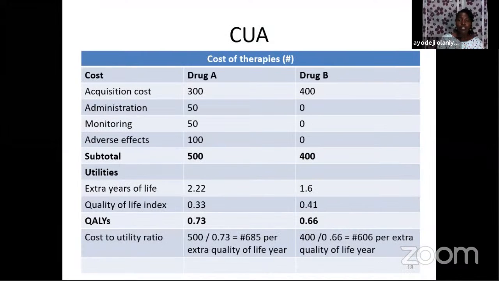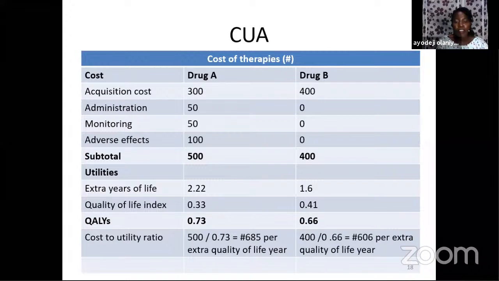Then lastly, we have the cost utility analysis. The cost utility analysis, like I said earlier, takes into consideration the patient preferences, and it is measured in quality adjusted life years. After calculating the cost for drug A, we have 500, and for drug B, we have 400. But the utilities now, the outcome, the consequences of using this drug, it gives extra years of life. That's the quantity of life it adds to the patient. For drug A, we have 2.22, and for drug B, we have 1.6.